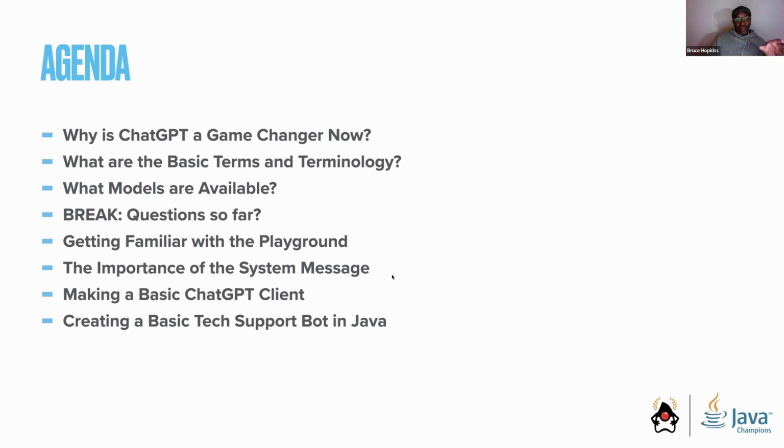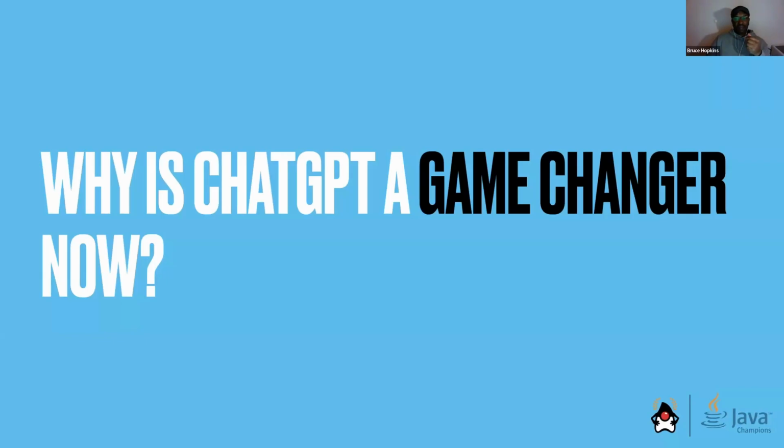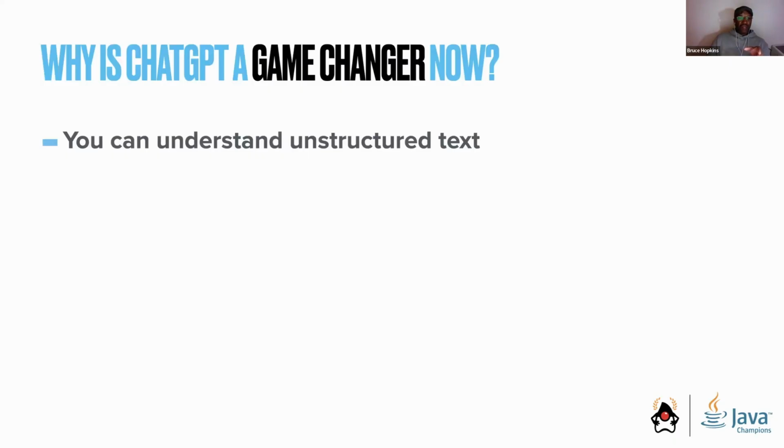We're going to wrap things up, and we're going to show how to make a very basic ChatGPT client in Java, and then we're going to show how to make a basic tech support bot. So, as I stated, why is ChatGPT a game changer now? Well, one of the major capabilities is that you can understand unstructured text.